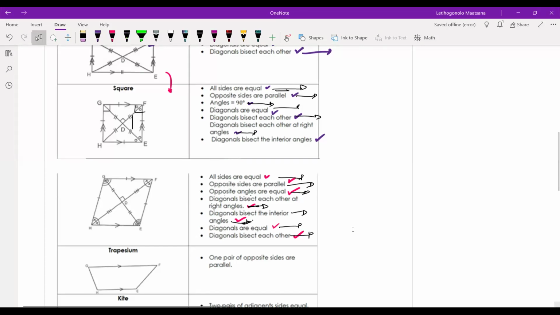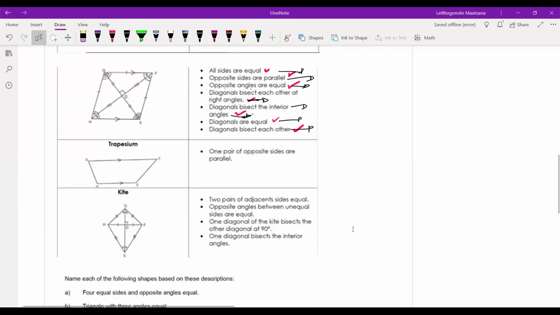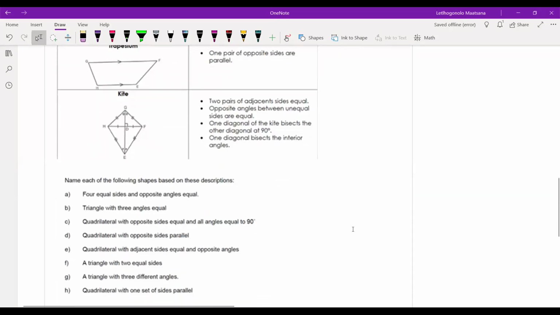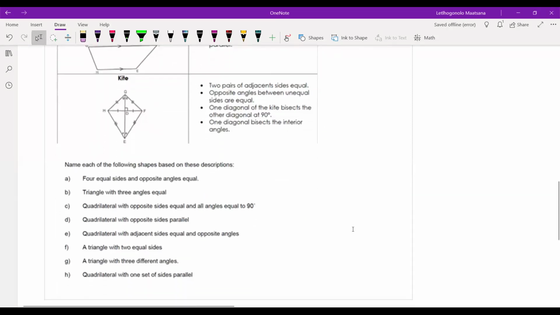We have a trapezium where one pair of opposite sides are parallel. We have a kite that has two pairs of adjacent sides that are equal. Opposite angles between unequal sides are equal. One diagonal of the kite bisects the other at 90 degrees. One diagonal bisects the interior angles, and we can clearly see that on the page. Let's try out these questions here.